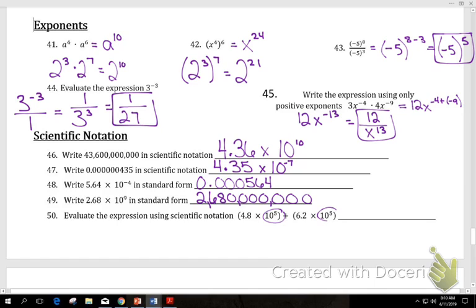Do I have a common exponent? Yes, I do. So because I have the common exponent, I can add my decimals together. Go ahead and do that. Add your decimals together and keep your common exponent. What's 4.8 plus 6.2? 11.